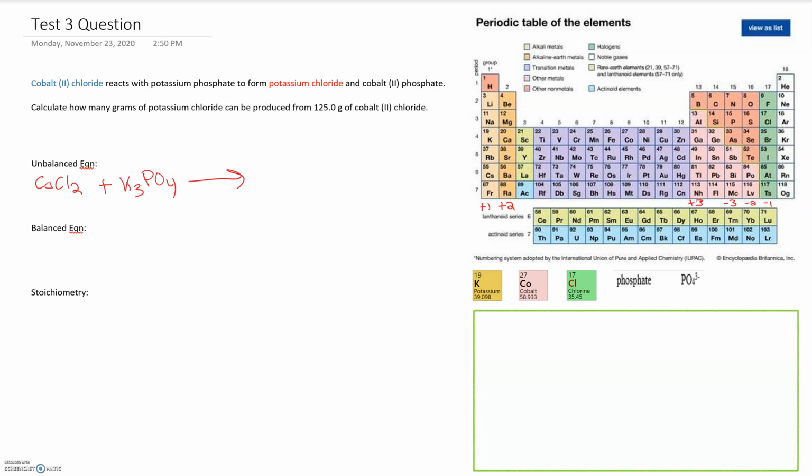On the right-hand side of the equation, we have potassium chloride. Potassium is written as K with a charge of +1, and chlorine is written as Cl with a charge of -1. 1 plus -1 adds to 0. Lastly, we have cobalt-2 phosphate. Again, cobalt is a variably charged metal with a charge of +2, and phosphate is a polyatomic ion with a charge of 3-. In this case, we'll have 3 cobalts to 2 phosphates.